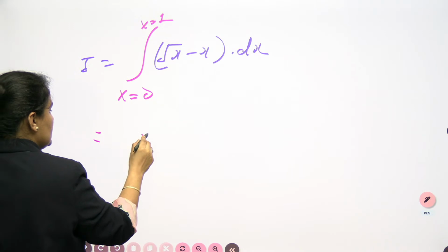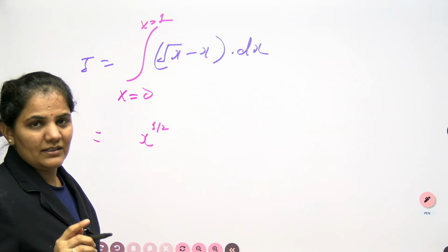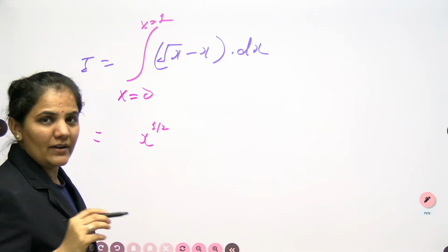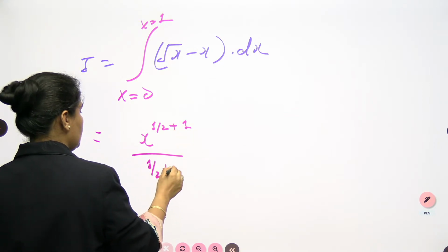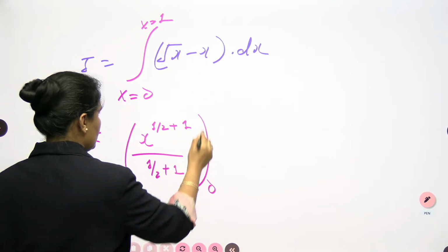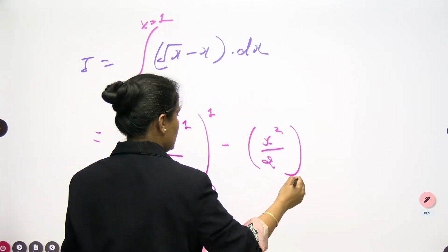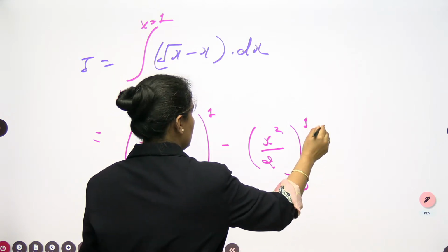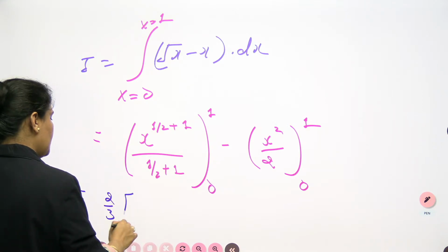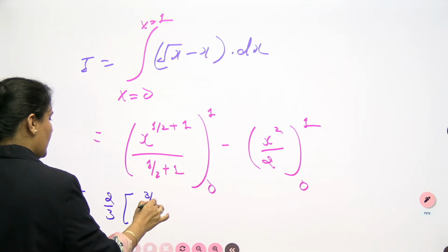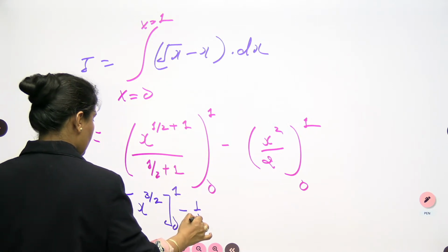When I integrate, I have x power 1 by 2. Using x power n plus 1 by n plus 1, this will be x power 1 by 2 plus 1 over 1 by 2 plus 1, with the limit 0 to 1, minus the integration of x. Here 1 by 2 plus 1 is 3 by 2, so this is 2 by 3 times x power 3 by 2, minus 1 by 2 times x square.